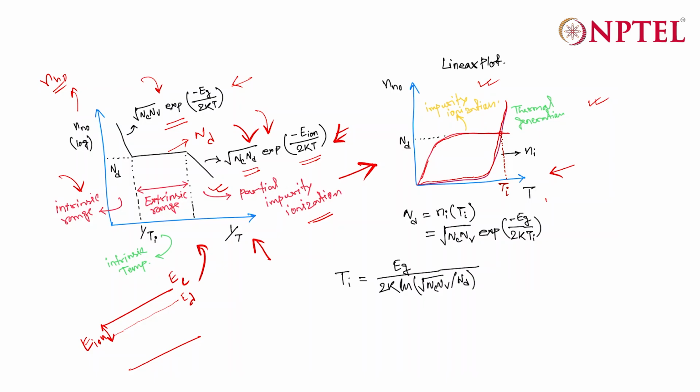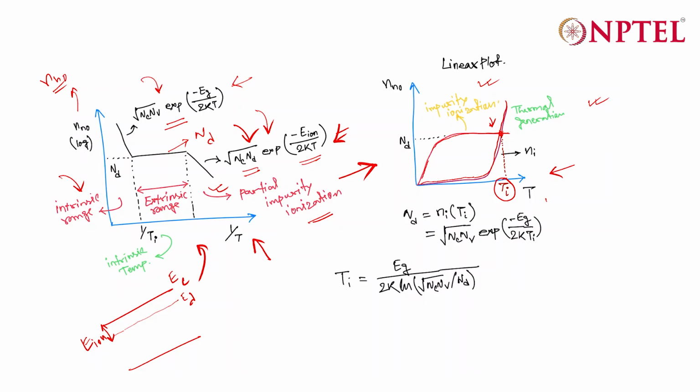And this particular point where impurity ionization and thermal generation, both the plots, are meeting together, the temperature corresponding to that point is known as the intrinsic temperature. So if we define that, we can say that the temperature corresponding to this point, where impurity ionization and thermal generation plots intersect each other, is the intrinsic temperature. After that, thermal generation starts dominating.